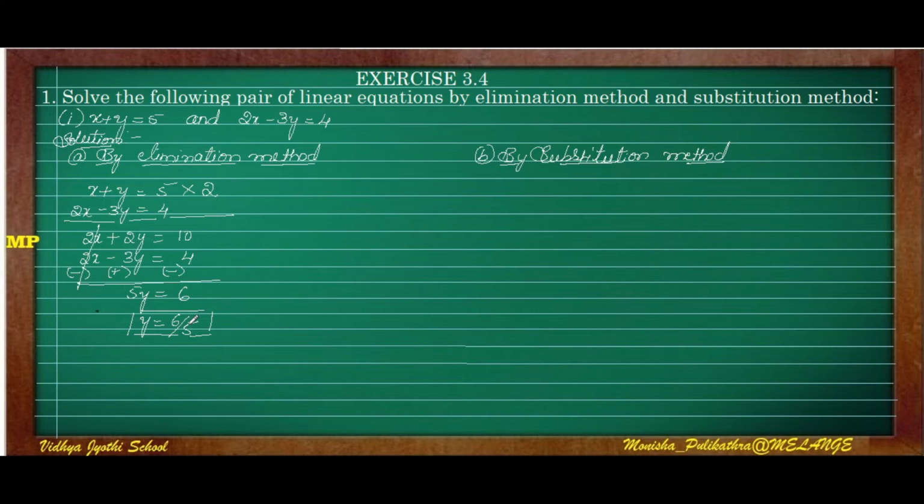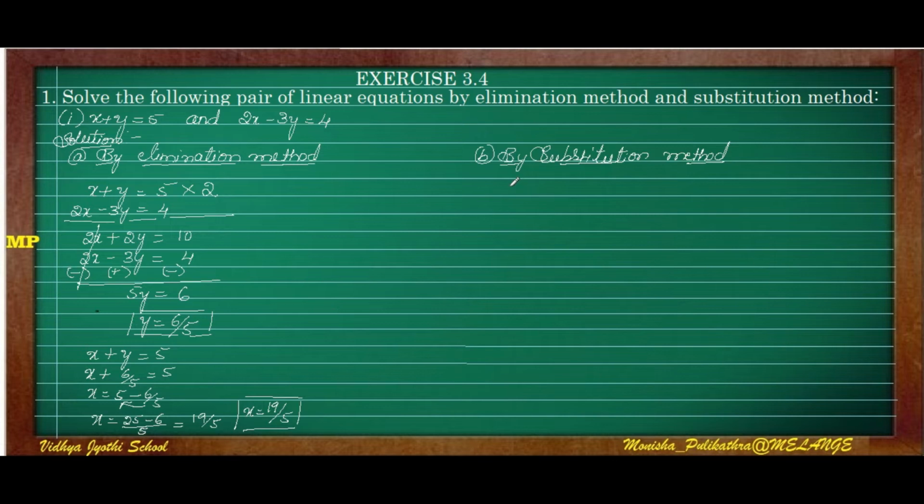So this y is equal to 6 by 5. We can substitute it in either equation 1 or equation 2. So I will be taking equation 1. x plus y is equal to 5. x plus y value 6 by 5 is equal to 5. In the next step I will be taking 6 by 5 to the other side. So x is equal to 5 5s are 25 minus 6 divided by 5, which is equal to 19 by 5. So x value is 19 by 5 and y value is 6 by 5. This is by elimination method.